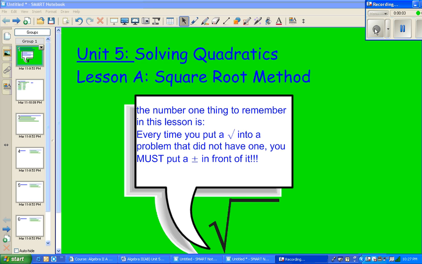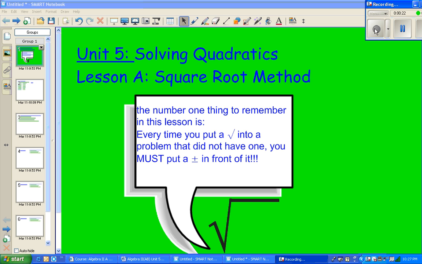There are going to be times when the quadratics that you're faced with, you're not going to be able to factor like we did in Unit 4. So you can still solve quadratics even though factoring may not be an option. So the first way we're going to talk about solving quadratics is using the square root method.